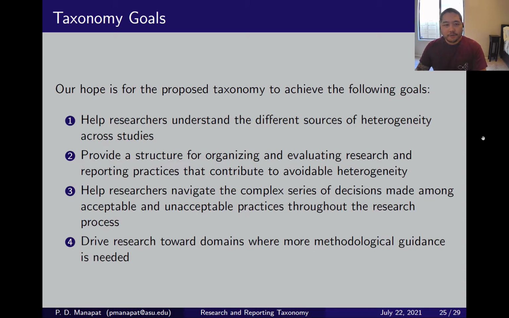Okay, so that's the conceptual example. And here I'll go over some of the goals of our taxonomy. So our hope is for the proposed taxonomy to achieve the following goals. Number 1, help researchers understand the different sources of heterogeneity across studies. Number 2, provide a structure for organizing and evaluating research and reporting practices that contribute to avoidable heterogeneity. 3, help researchers navigate the complex series of decisions made among acceptable and unacceptable practices throughout the research process. And finally, number 4, drive research toward domains where more methodological guidance is needed.